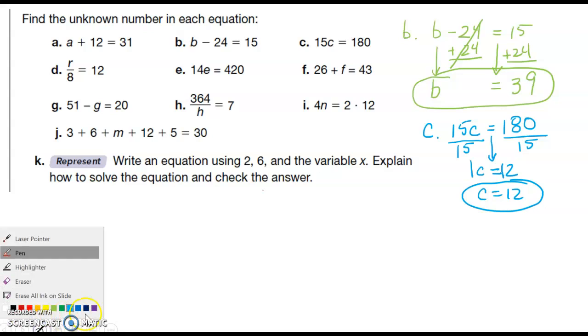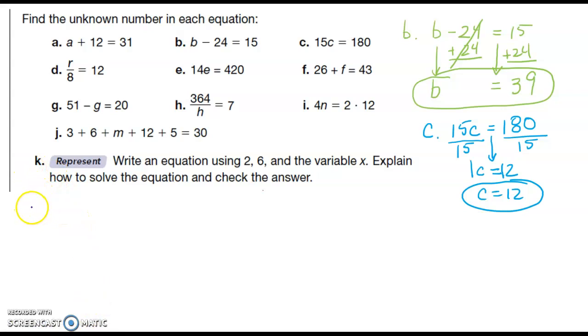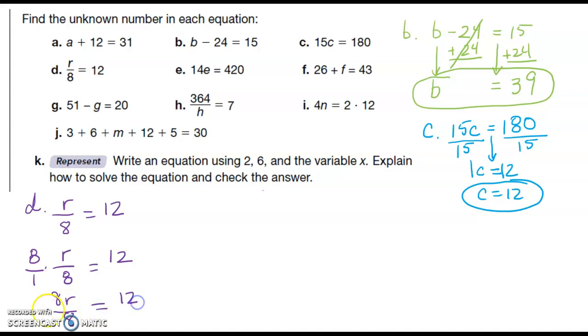All right, let's pick a different color. So we're on D, and D is r divided by 8 is equal to 12. So we know that some number, we're not sure what number, divided by 8 is going to be equal to 12. The opposite of division is multiplication. So I'm going to rewrite this down here so you can see what this looks like. I'm going to multiply by 8. But I'm multiplying fractions, so I'm going to put it over 1, which is no problem. We're going to leave the 12 over here. So then I have 8r over 8 is equal to 12. I still have to multiply by 8 over here.